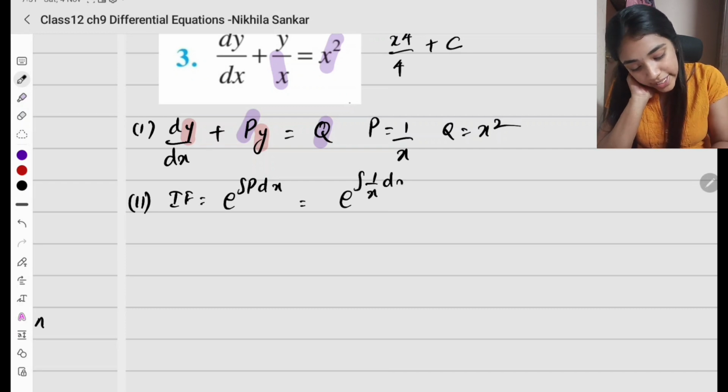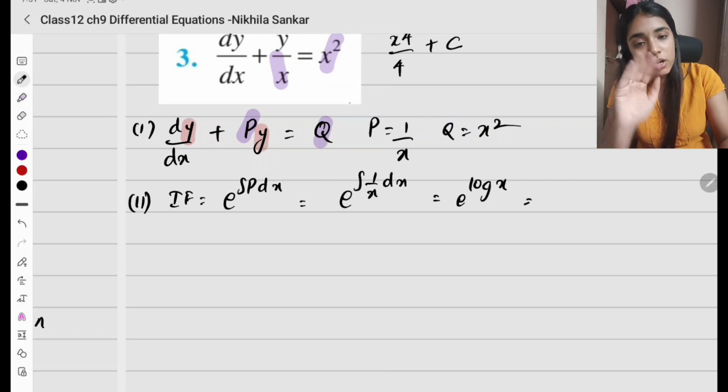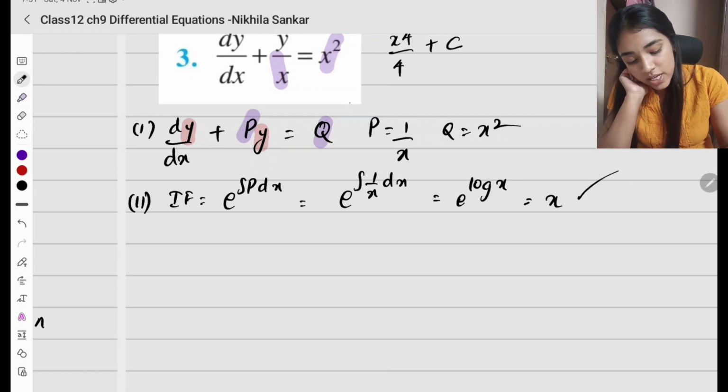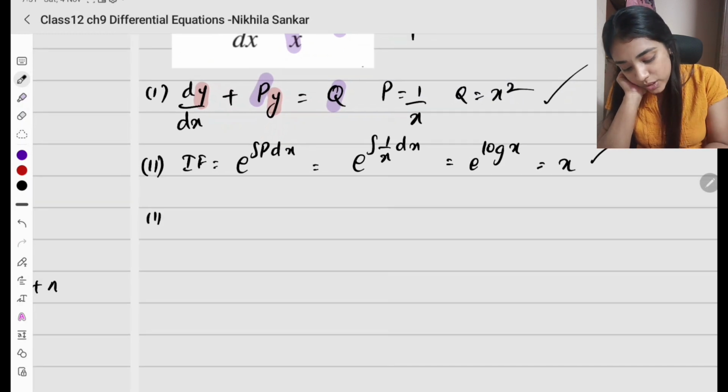Simple. First step முடிஞ்சது. Second, finding the integration factor, e to the power integral p dx, which is equal to e to the power integral 1 by x dx. So integral of 1 by x is going to be e to the log x. E to the log of some function is going to be the function itself. So integration factor கண்டுபிடிச்சாச்சு.